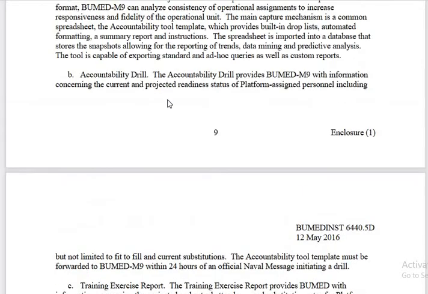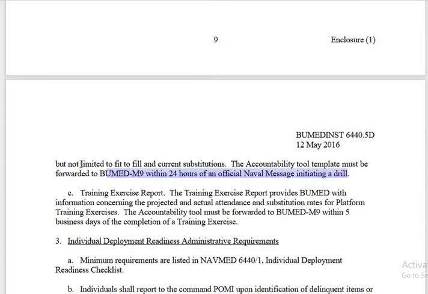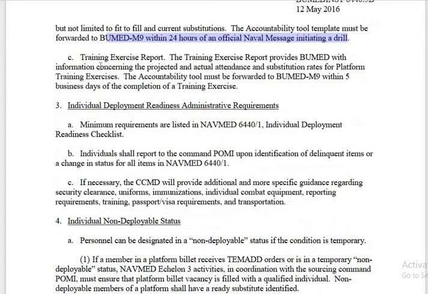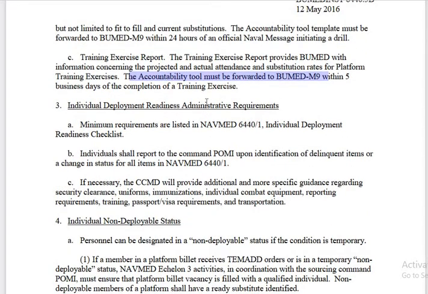And again, with any Navy stuff, you like to hear about your timelines. The accountability tool template must be forwarded to M9 within 24 hours of an official Navy message initiating a drill. The training exercise report provides BUMED with information about attendance and rate for training exercises. When they do the exercise report, it must be forwarded to BUMED M9 Assistant Deputy Chief Capabilities and Requirements within 5 business days of the completion of the training exercise. So 5 days after the completion.